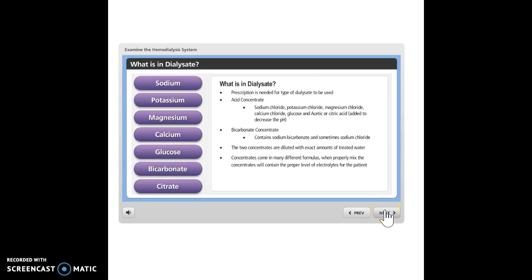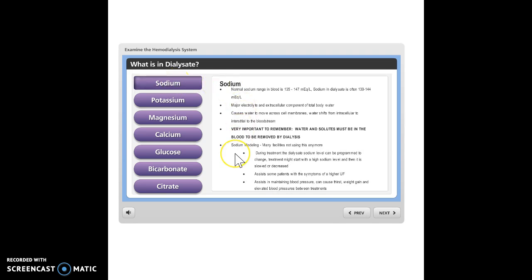These are the different components in dialysate. So it's basically what you'd think when I say acid. It's going to be the acidic portion of the dialysate. Then there's also the bicarbonate, which is typically separate from the acid. The two are needed to neutralize the blood to make it consistent with what the body needs. You can look through the different sodium, potassium, magnesium, calcium, glucose, and then bicarbonate and citrate, and just get an idea about these different things and what they're talking about here.